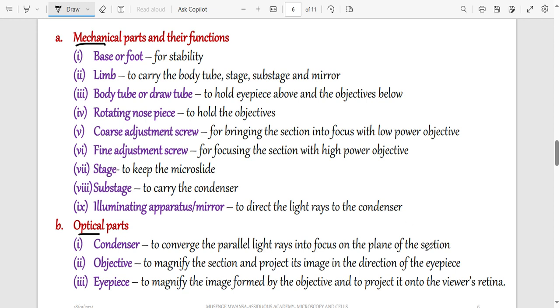Okay. Another optical part is the objective lens. Objective lens is basically to magnify objects. Same with the eyepiece, to magnify your object as you get to place your eye there. These other functions we had described. What I didn't describe is the coarse adjustment knob and the fine adjustment knob. The coarse adjustment knob, these are also known as screws because you'll be turning them. The coarse is for bringing the section into focus, while the fine is for focusing the section with high power objective.